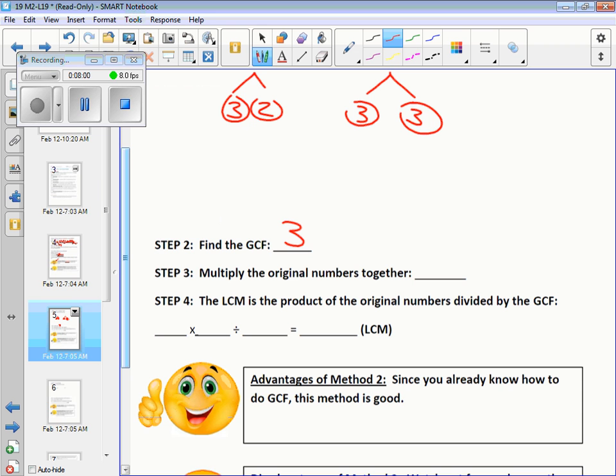Ready? Here it comes. What were the 2 original numbers? 6 and 9, right? Multiply them. What's 6 times 9? 54. Ready? 54 divided by the GCF of 3. What do you get? Can't do it in your head? Do it long division. 54 divided by 3. What do you get? 18. Look at that. That's our LCM, 18.